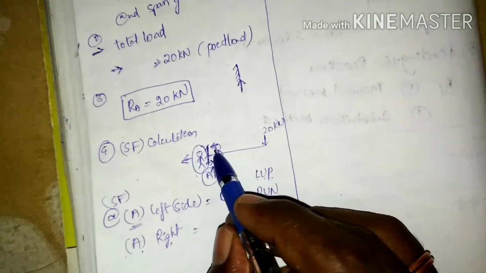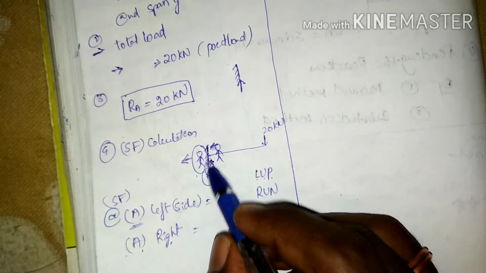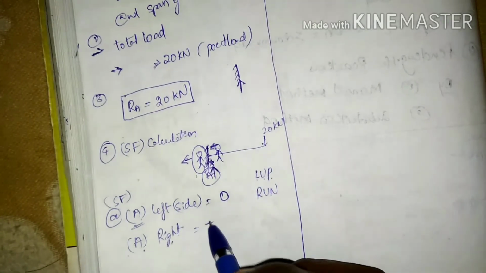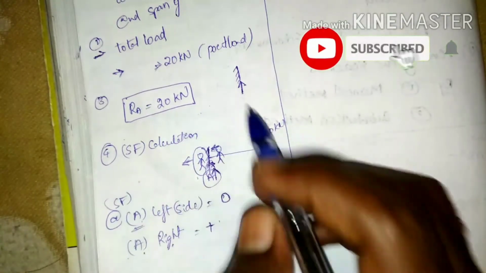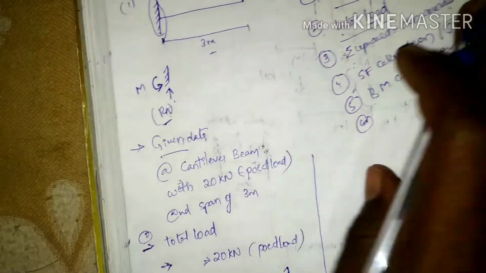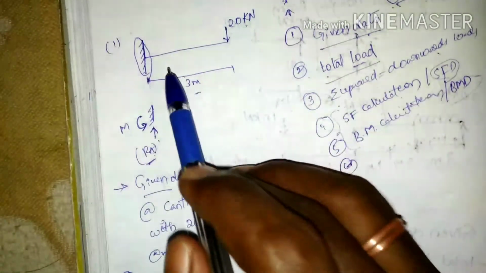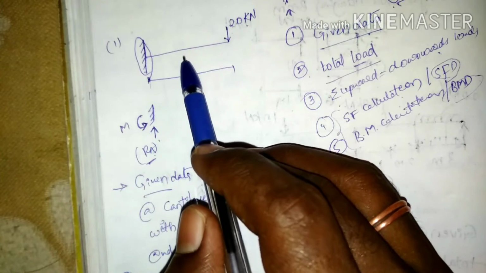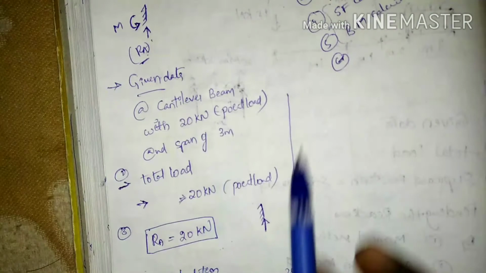Here we are looking left side, finding the RA reaction, which is acting upward. That is left up positive, so we consider this positive. We have RA reaction equal to 20 kilonewtons. Next, in the diagram, we don't find any forces, supports or downward acting forces here.